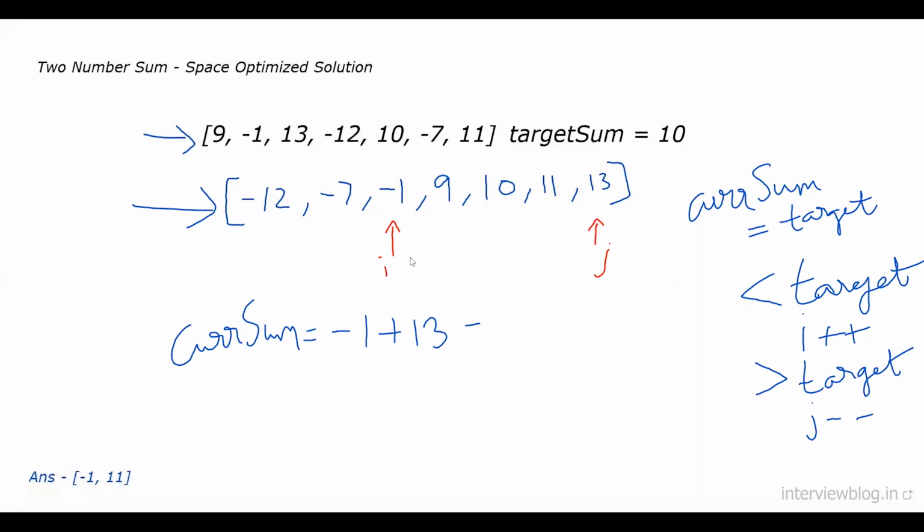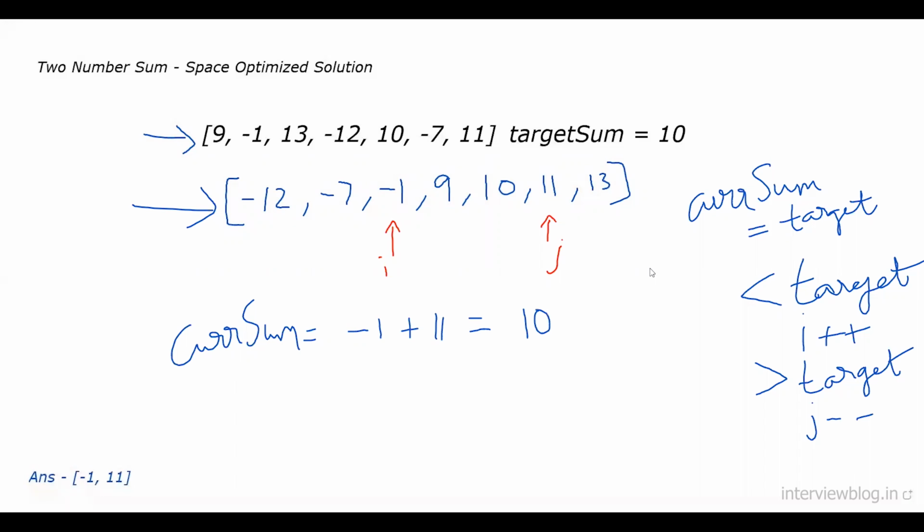In this case, my current sum is 12, which is greater than my target sum, which is 10. So in this case, I'll be decrementing my jth pointer. So I'll simply move my jth pointer from 13 to 11. Next, I'll be calculating the current sum by adding the elements negative 1, which is pointed by my ith pointer, and 11, which is pointed by my jth pointer. So I'll be getting 10.